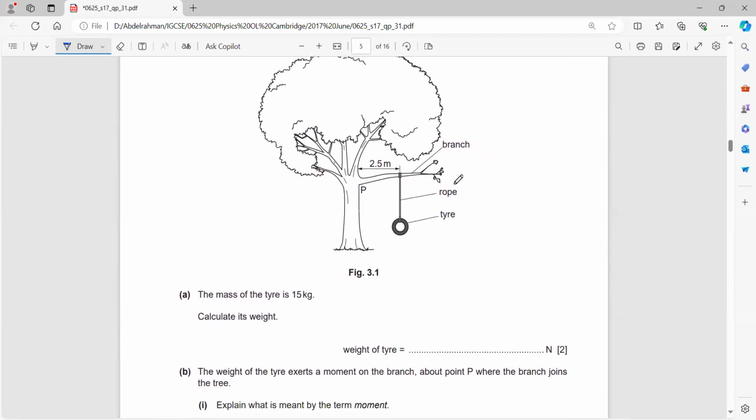The mass of the tire is 15 kilograms. Calculate the weight. Weight equals mg. Yep. Weight equals mg. The mass is 15 times g, 9.8.